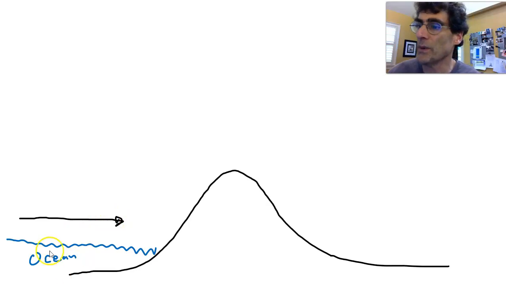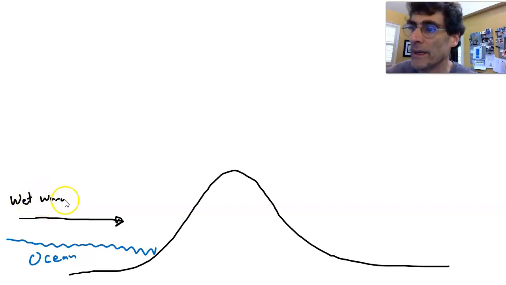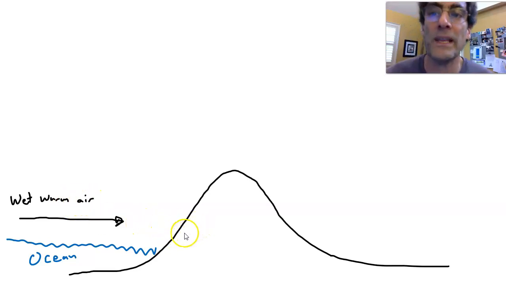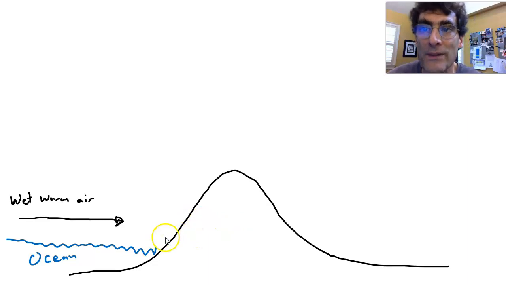All right, so what do we know about air that's over the water? Well, we know it's wet. So this is wet, and since it's close to the bottom, it's wet and it's warm air. So it's wet, warm air. Well, what's going to happen when that wet, warm air hits the mountain?